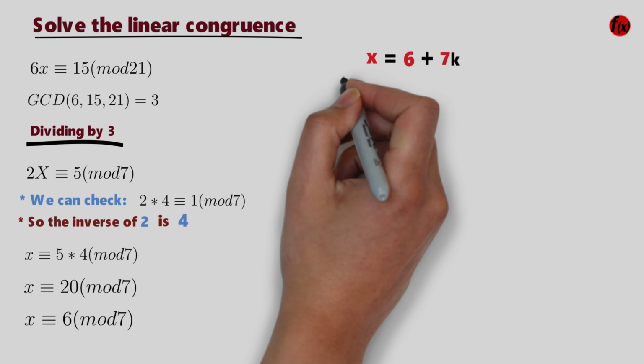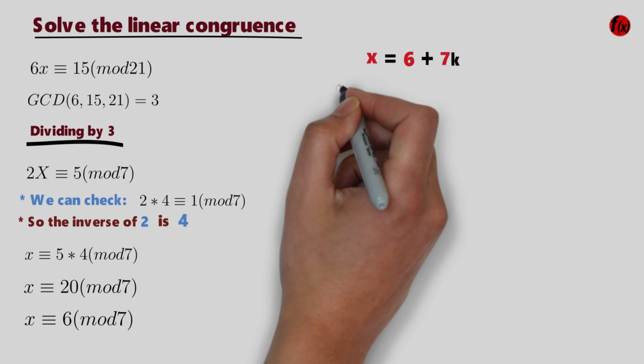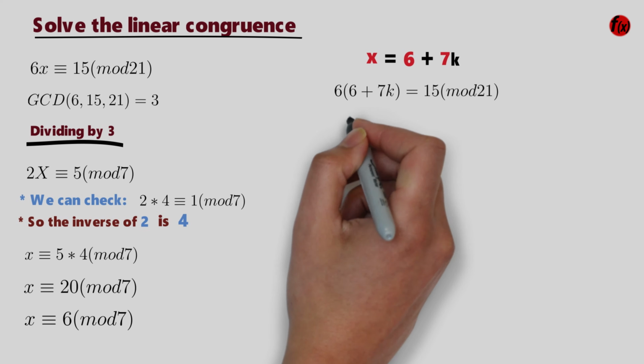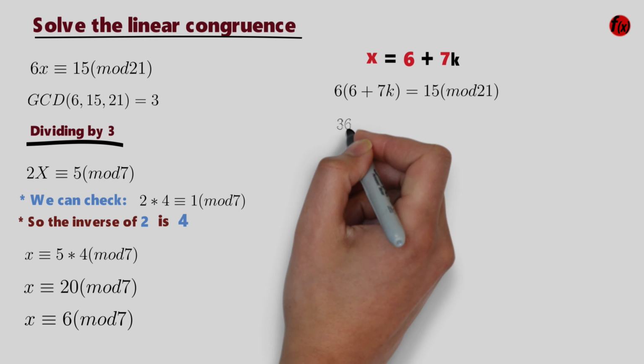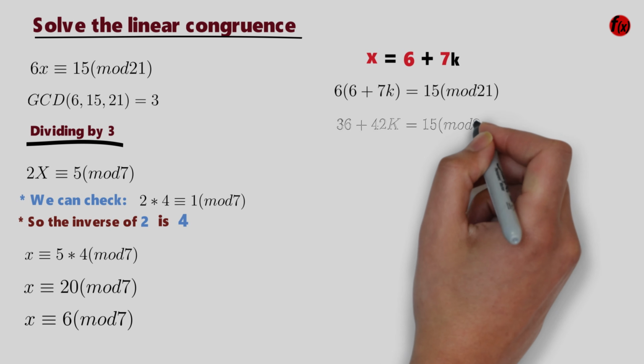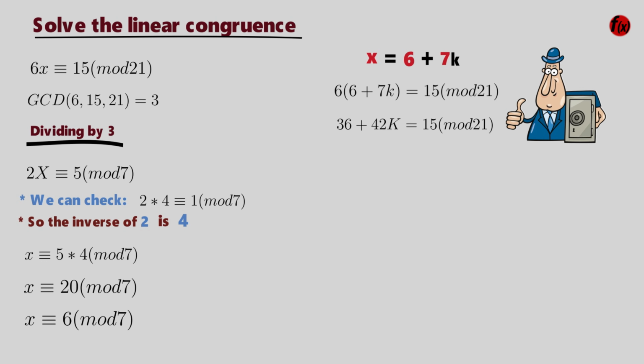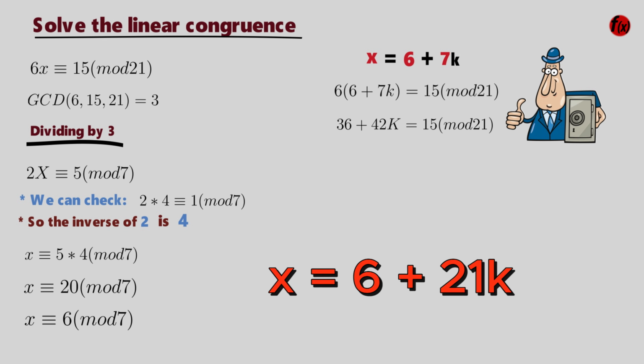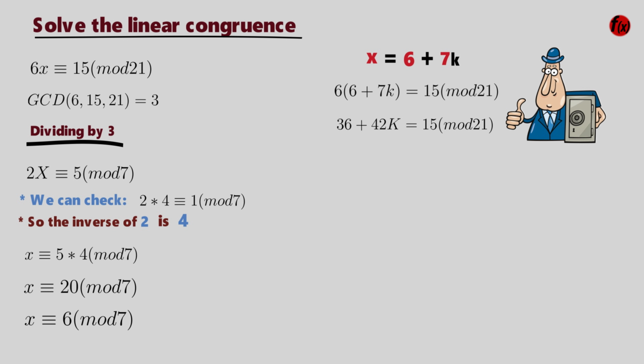Checking the original congruence: 6 + 7k ≡ 15 (mod 21) becomes 36 + 42k ≡ 15 (mod 21). This checks out. Therefore, the solution is x ≡ 6 (mod 21), or x = 6 + 21k.